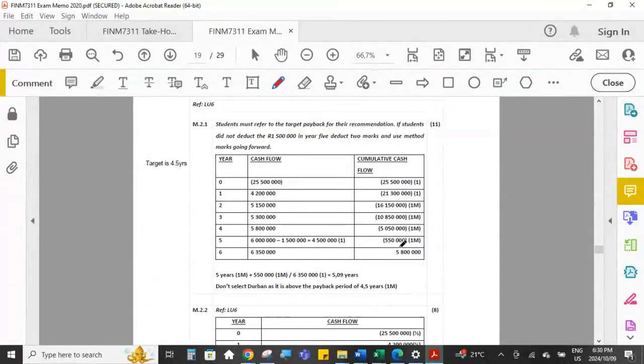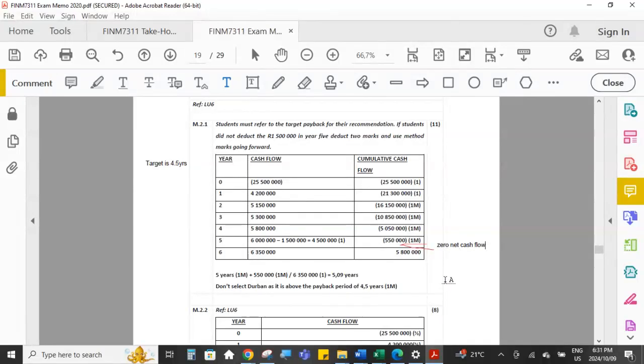So what this means is that somewhere between the end of year 5 and the end of year 6, somewhere between those two timelines is when we eventually reached the point of cumulative cash flow being 0. Okay, so somewhere in there, it was 0 net cash flow.